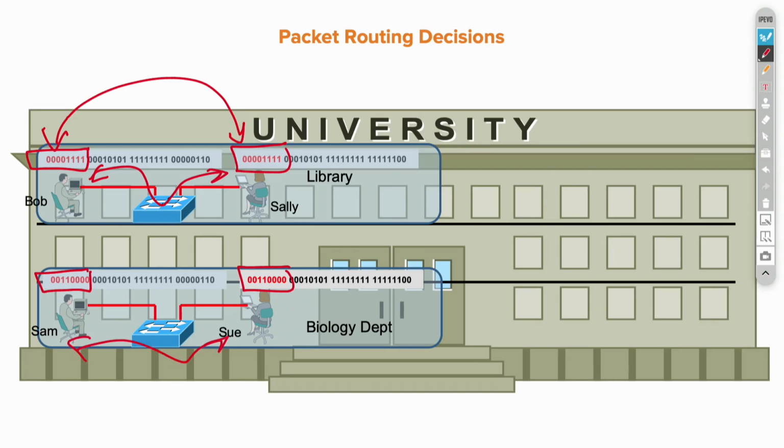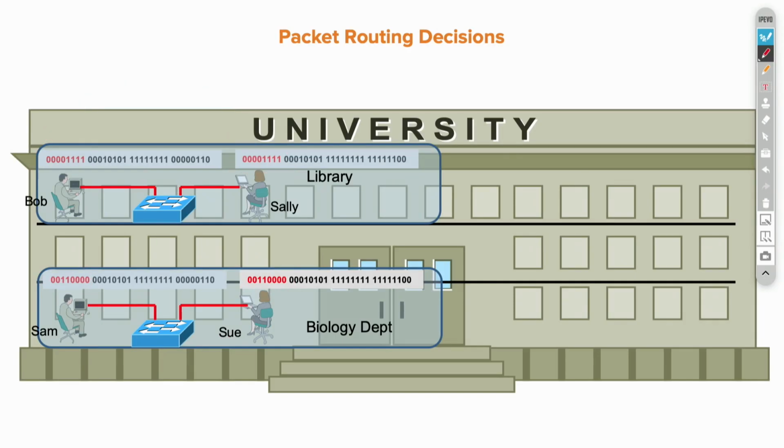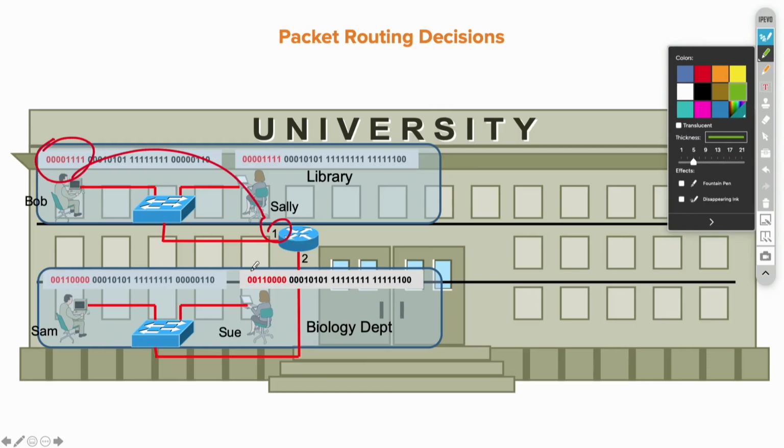But if Sam wants to talk to Sally or Sam wants to talk to Bob, he's very quickly going to recognize that, okay, this is my networking bits. The bits I'm trying to get to is this. Not the same pattern, different pattern. So now Sam is going to have to redirect his information to a router. And the router is going to have to somehow learn that this pattern right here is reachable via interface number 1, and that this pattern right here is reachable via interface number 2. Once the router knows that information, it can route packets back and forth between these two networks.